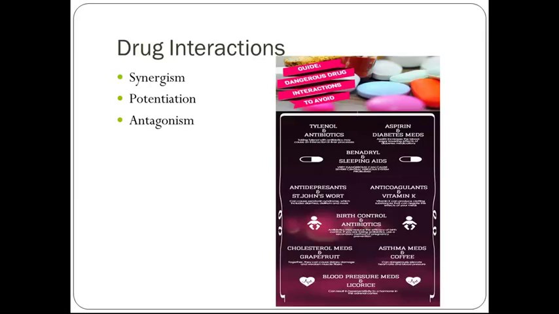Birth control and antibiotics. Antibiotics can sometimes render birth control ineffective. Cholesterol meds and grapefruit can cause kidney damage and weaken the muscle fibers, which can cause muscle cramps, those sorts of things. Asthma meds and coffee are also dangerous. They increase the heart rate and blood pressure. And then blood pressure meds and licorice can cause a hypersensitivity in the hormones in the adrenal cortex.